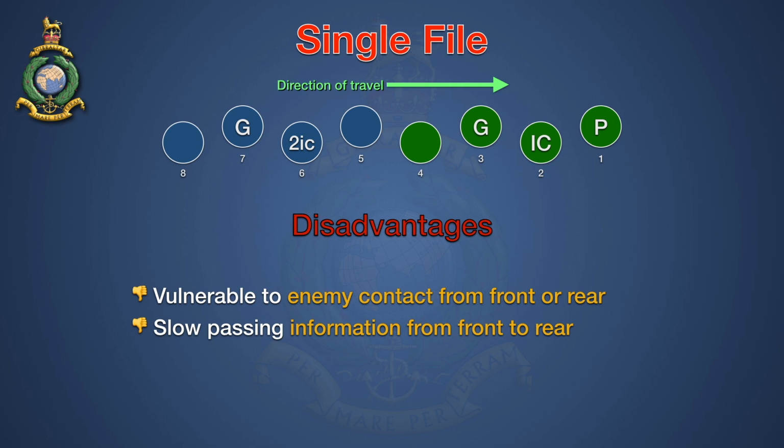And it's slow passing the information from the front to the rear, where there's this long straight line. Let's imagine the point man spots something and he wants to pass that signal down. Yes, he can pass it to the 2IC, but he's then got to pass it to number 3, the gunner, then pass it to number 4, and so on and so on. It's got to work its way all the way down that line quite slowly.